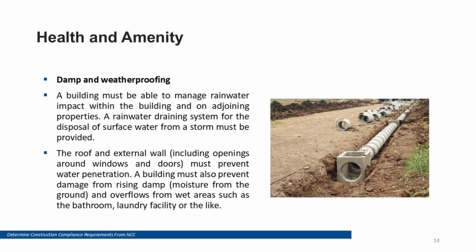Health and amenity. Health and amenity requirements cover things like damp and weatherproofing, rainwater and surface water management, and suitable sanitary facilities. The intent is to make sure the building is safe, usable, and doesn't create unhealthy conditions for occupants.